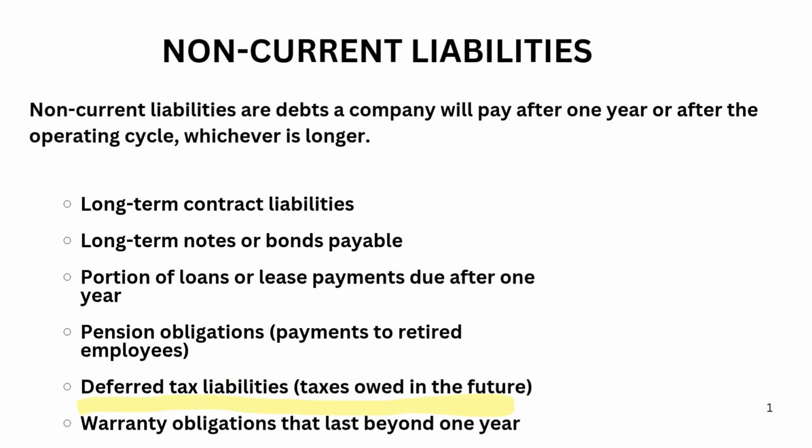6. Warranty obligations beyond 1 year. If a company offers multi-year warranties, the portion expected to be used after the first year is a non-current liability. Example: a company sells refrigerators with a 3-year warranty. It must set aside money to cover repairs in year 2 and 3.